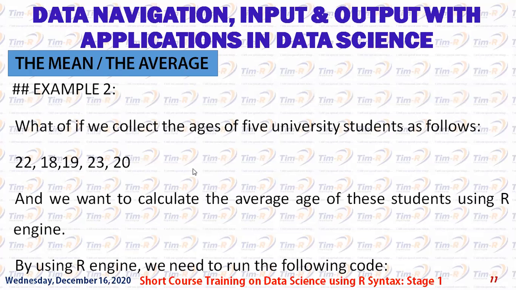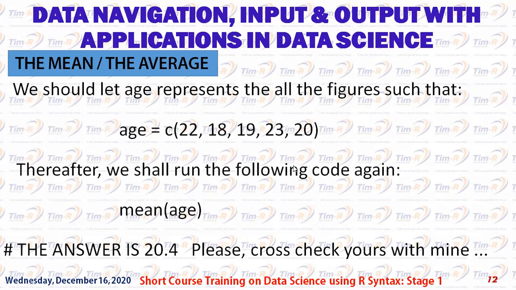So you can see the data. We want to calculate the average age of this student using R. By using R, we need to follow the following code. Let age represent all the figures, such that age is equal to c, bracket 22, 18, 19, 20, and 23. You put them in brackets and use commas to separate them.